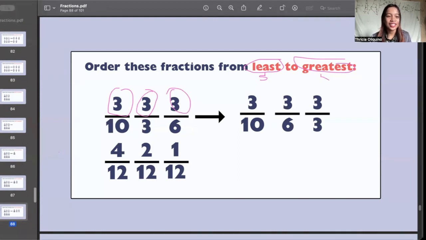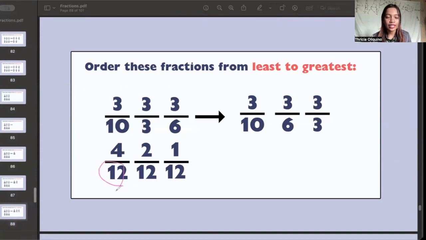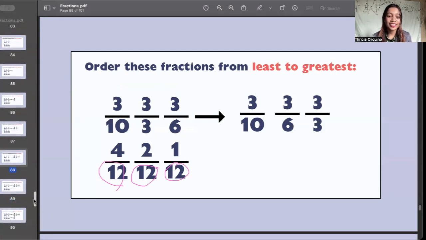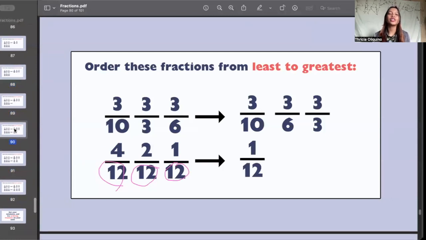Let's proceed to the next. To the next one, we have this, which is 12, 12, and 12, meaning they have the same denominator. And when we have the same denominator, we just need to look at the numerators. First we have 1/12, which is the least or the smallest fraction there, and 2/12 and 4/12. Wow, I hope you got all of that correctly.